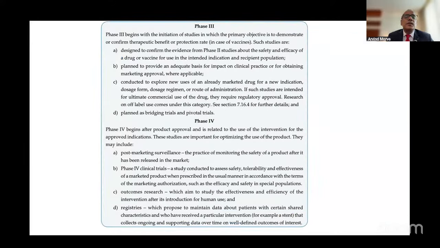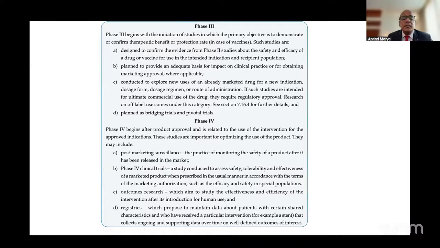And then the phase 3. It begins with the initiation of studies in which the primary objective is to demonstrate or confirm therapeutic benefit or protection rate in case of vaccines. Such studies are designed to confirm the evidence from phase 2 studies, to provide an adequate basis for impact on clinical practice and for the marketing approval, of course, and are conducted to explore new uses of an already marketed drug like fenofibrate. So now it's a new regime that has been explored in cases to stop the progression of diabetic retinopathy, and also to plan as bridging trials and pivotal trial.